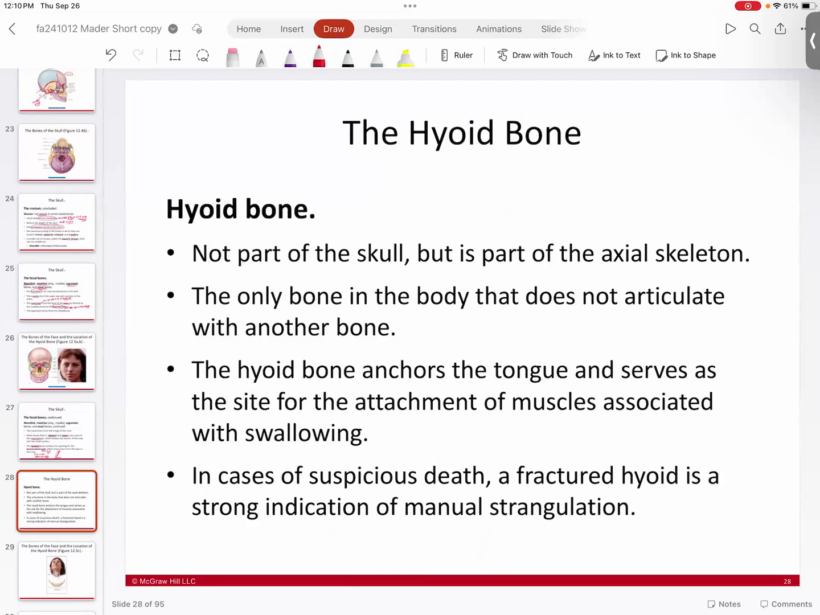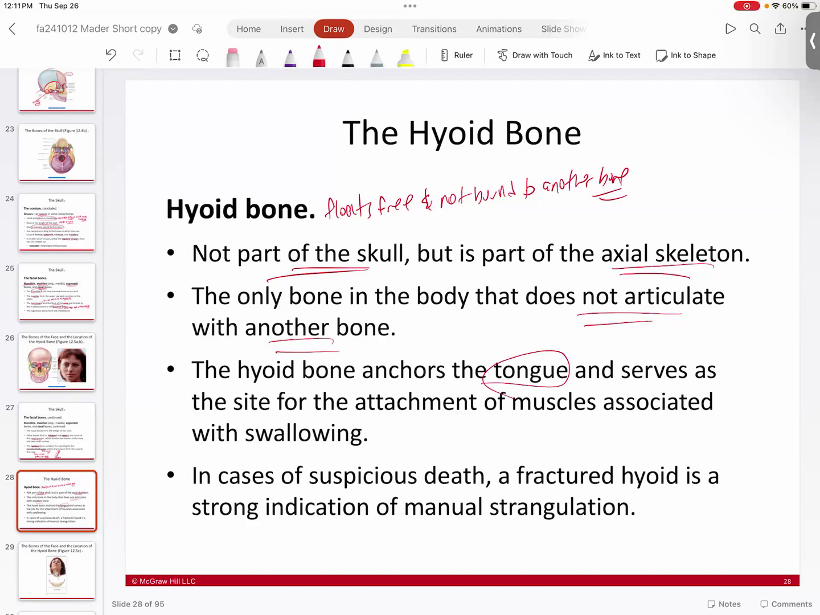The hyoid bone is not actually part of the skull, but is part of the axial skeleton. This is the only bone in the body that does not articulate with another bone. Basically, it floats free. Every other bone in your body is bound to another bone. What the hyoid does is act as an attachment point for your tongue and for a lot of muscles for swallowing. Oftentimes, if you fracture your hyoid, this can cause strangulation because those muscles aren't able to pull on your hyoid.